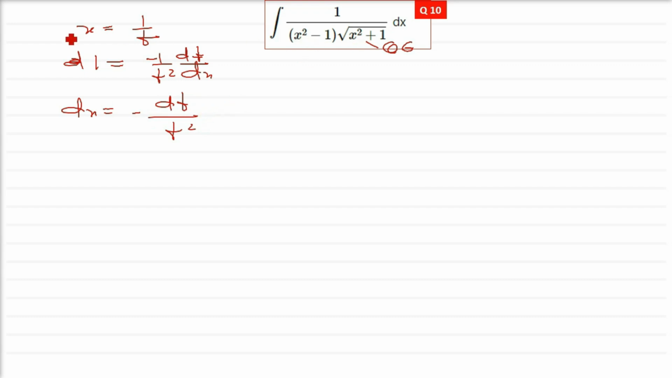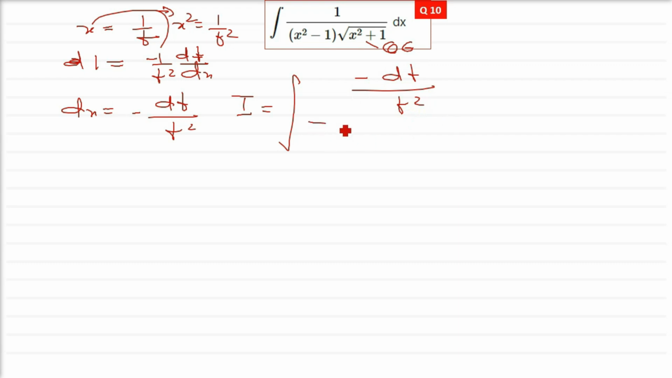Dx you got. Now we have to write x square minus 1 and x square plus 1 in terms of this x, which is 1 by t. So when you square it, you'll get 1 by t square. So this integration will become like this. In place of dx, let's write negative dt by t square. X square minus 1 will be 1 by t square minus 1, and under root x square plus 1, that is, you can just write 1 by t square plus 1.